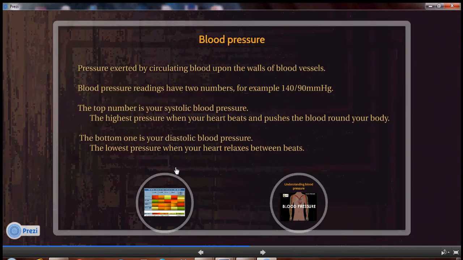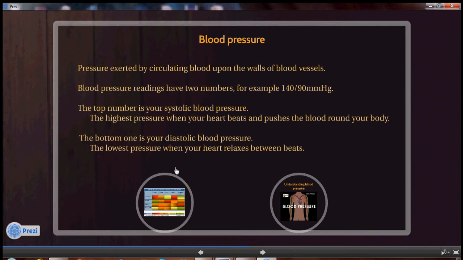What is one application of systemic circulation? We would use blood pressure. Blood pressure is the pressure exerted by circulating blood upon the walls of the blood vessels. Blood pressure measurements have two readings. The upper one is your systolic pressure, which shows the pressure when your heart is beating, and the bottom one is the diastolic pressure, which is usually the one the heart has when it relaxes.